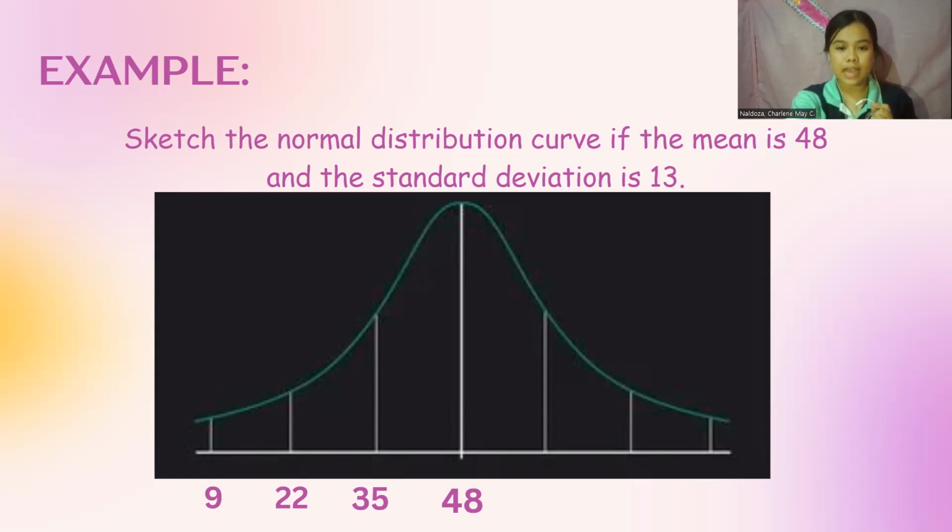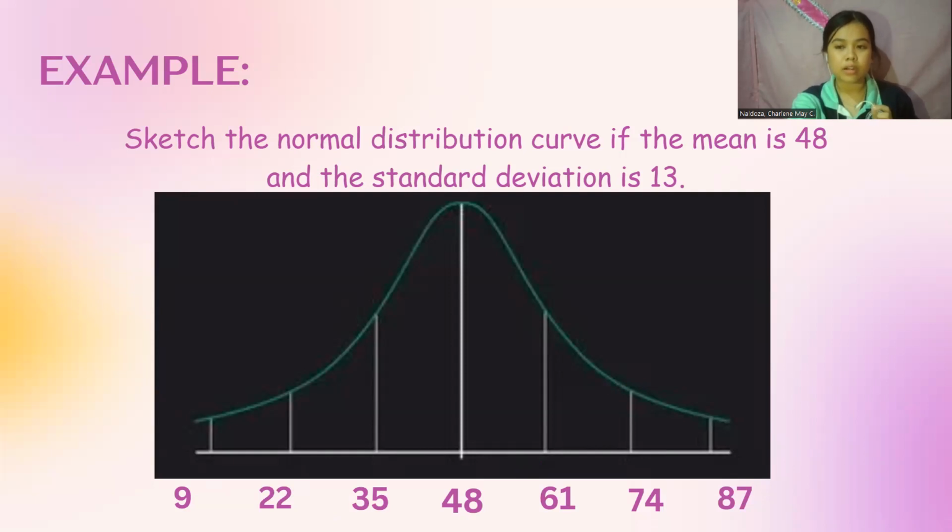In the right side, if on the left side we subtract the standard deviation, here on the right side we're going to add. So 48 plus 13 is 61. The first standard deviation above has the value 61. Then 61 plus 13 is 74. And 74 plus 13 is 87.